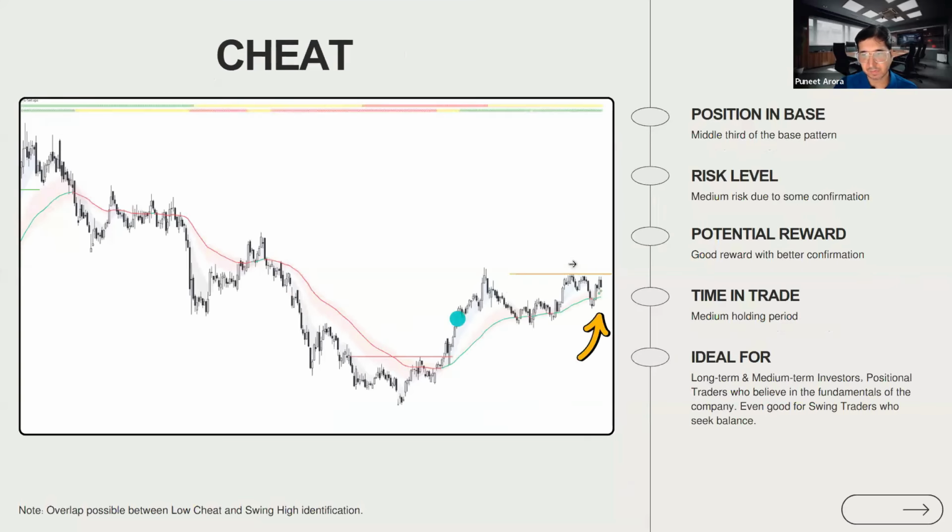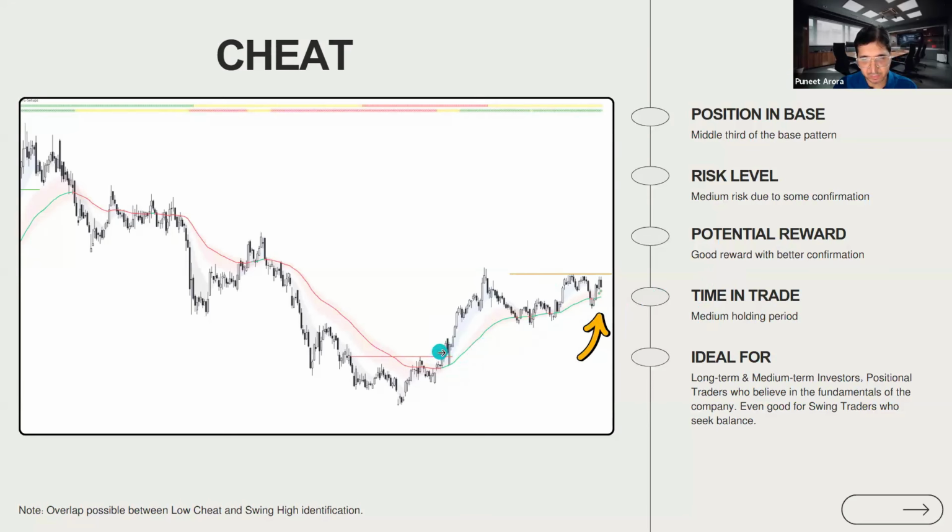The cheat setups will be somewhere in the middle third of the base pattern, somewhere in the middle of the cup. The risk level will be medium because there will be some kind of confirmation that the trend has changed. Trend has changed from a downward trend to upwards. The reward will also be good. The time in trade will be medium.